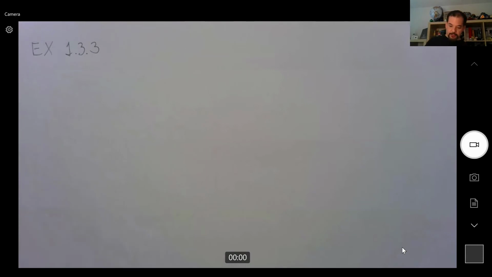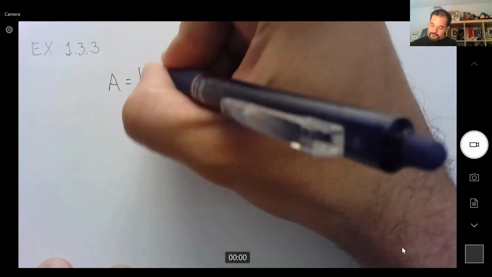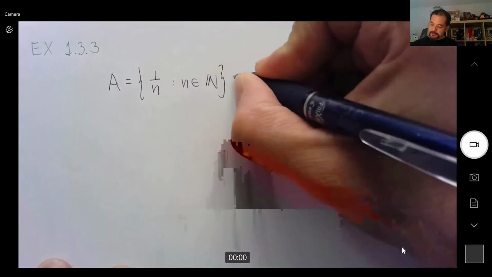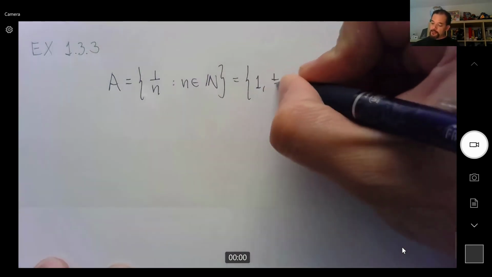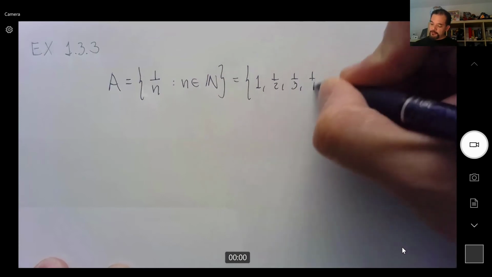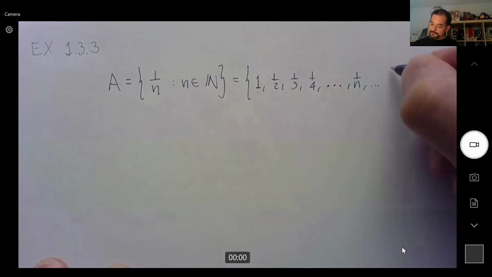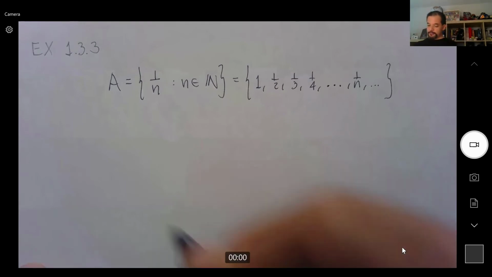And we are going to consider this set, which you guys know quite well, the set of 1 over n, where n is a natural number. So let's start listing a few of the elements here. So this is 1, 1/2, 1/3, 1/4, etc. I cannot do all of them. It looks like this. And what we want to do is find out what is the supremum of this set, what is the infimum of this set. So let's start with the supremum.